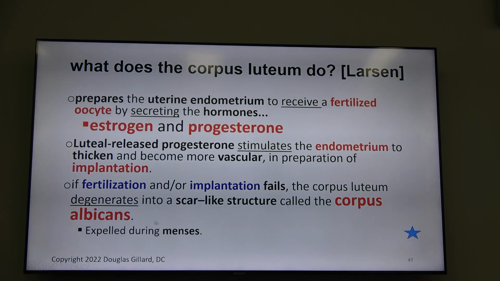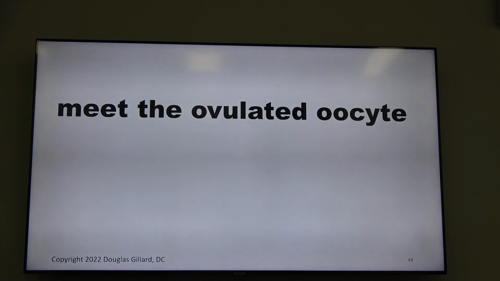It does nothing. It does come out. The fimbriae grab it though. It is ejected. The fimbriae can grab it and it's expelled during the female's period, or menses, that's called. Okay, so corpus luteum, dead Graafian follicle, which doesn't work anymore. All right, just a few more slides.